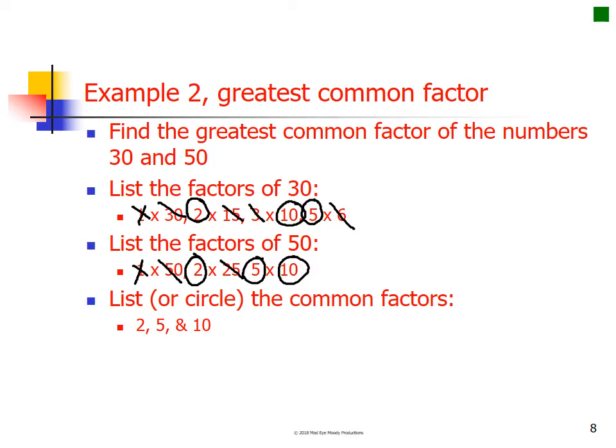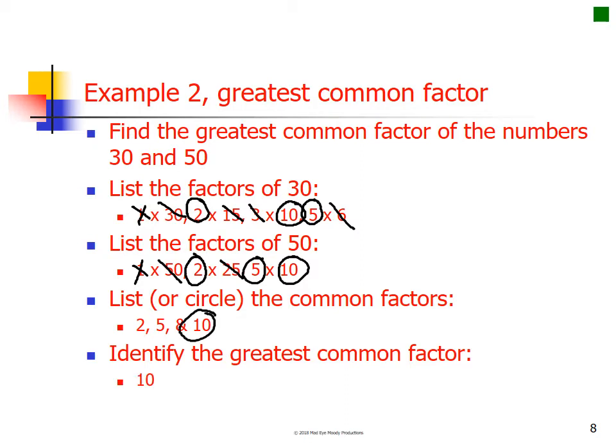And once I have the common factors listed, then I look at that list, or look at the circled numbers, and I identify the number on that shared common factor list that is the largest value, which here, of course, is the number 10. So here 10 is the greatest common factor.